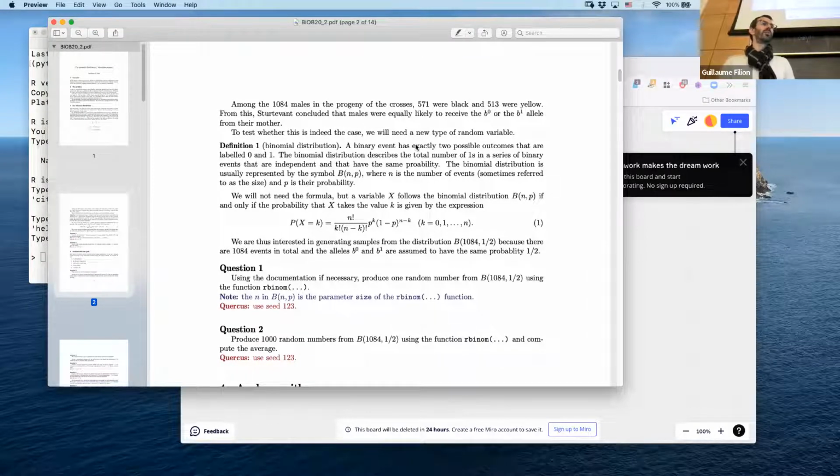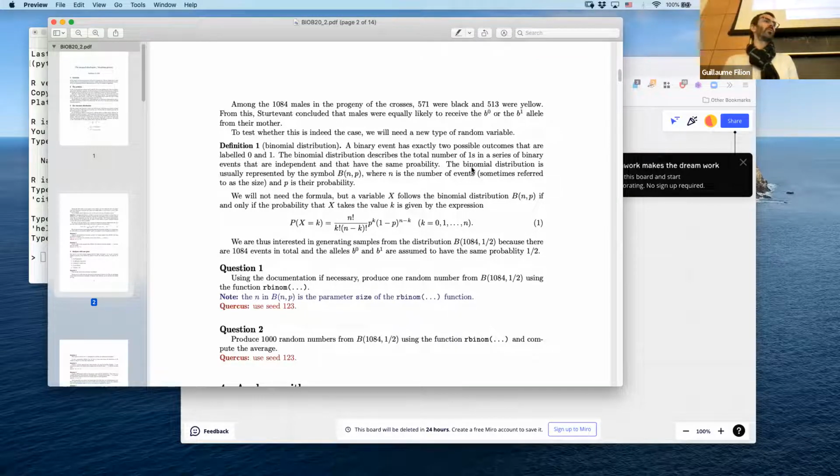So a binary event has exactly 2 possible outcomes that are labeled 0 or 1. The binomial distribution describes the total number of ones in a series of binary events that are independent and that have the same probability. The idea is that you have a series of events, and either they're success or failure, or 0 or 1, or black or yellow. So there are 2 outcomes every time. You label one as 1, the other one as 0.